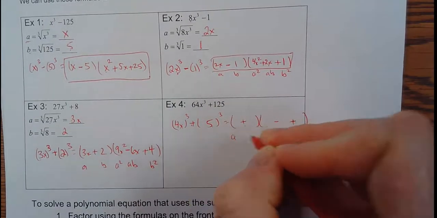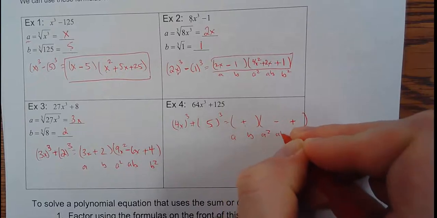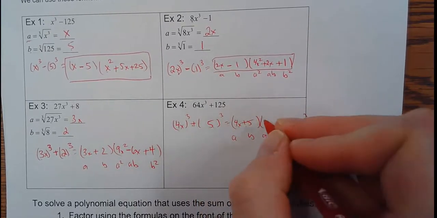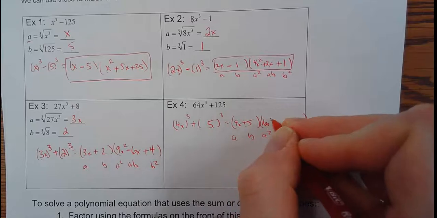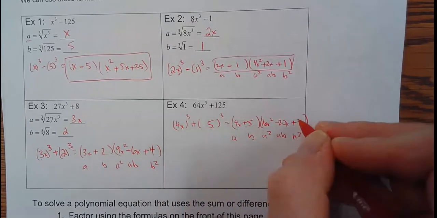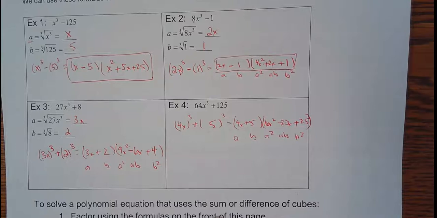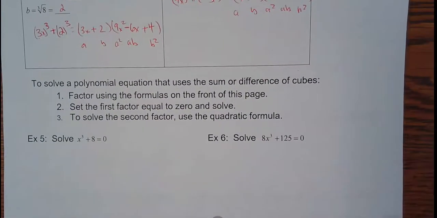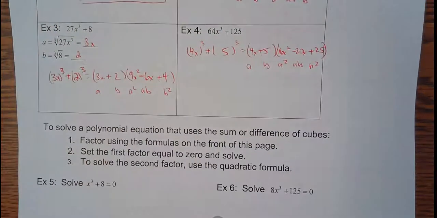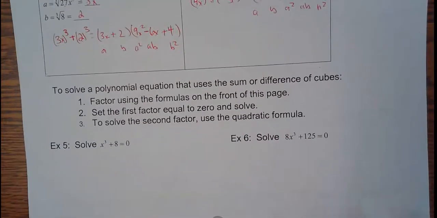And start filling in. So A, B, A squared, AB, B squared. So 4x, 5, 16x squared. If I multiply this together, 20x and 25. Okay, now to solve, at the bottom here, the only difference now is we're going to add an equals 0 at the end. So here I didn't have it equals anything, so you're just factoring and you're done. Here we're actually going to solve.